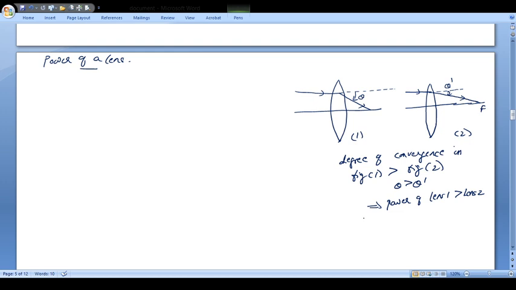So I hope the meaning of power is clear to you. Now here this is going to be F, this is the optical center. अब आप ये देखो, अगर theta ज़्यादा होगा तो OF, that is the focal length, is less.